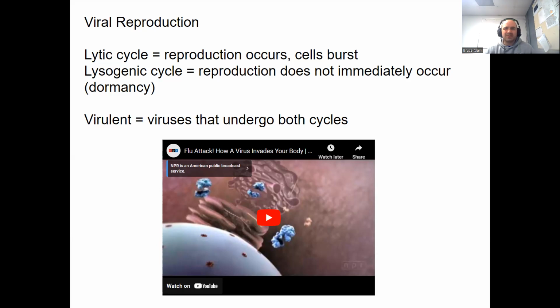We don't really get into a term called vector viruses, but those are viruses that really just kind of live with you. They inject their DNA into you, and that's kind of part of you now. So those are how they reproduce.